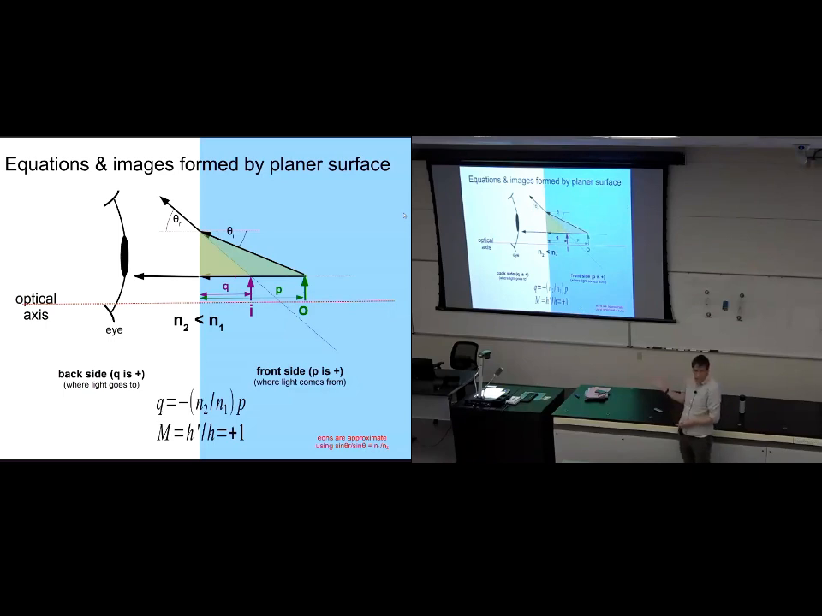The other equation is just the magnification. We said that if you get refracted at a single flat surface, the image is no bigger or smaller than the object. Magnification is just 1. It doesn't really matter where the object was or where the image appears, the magnification is just 1.